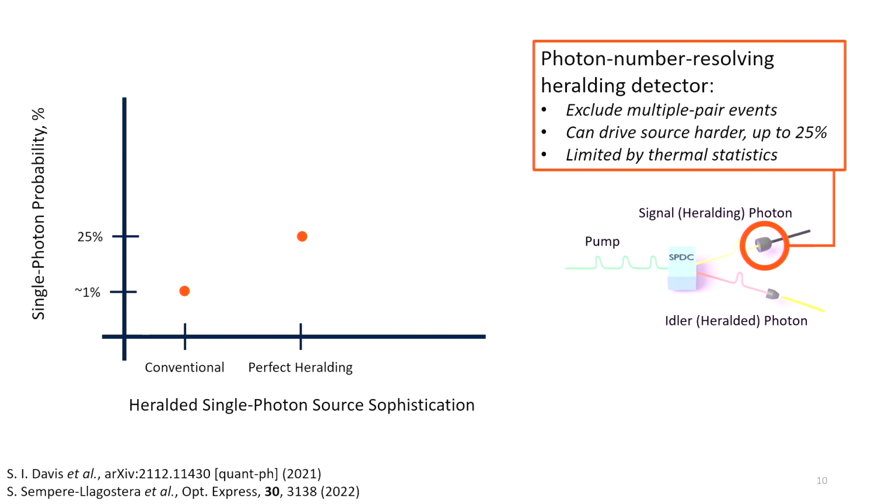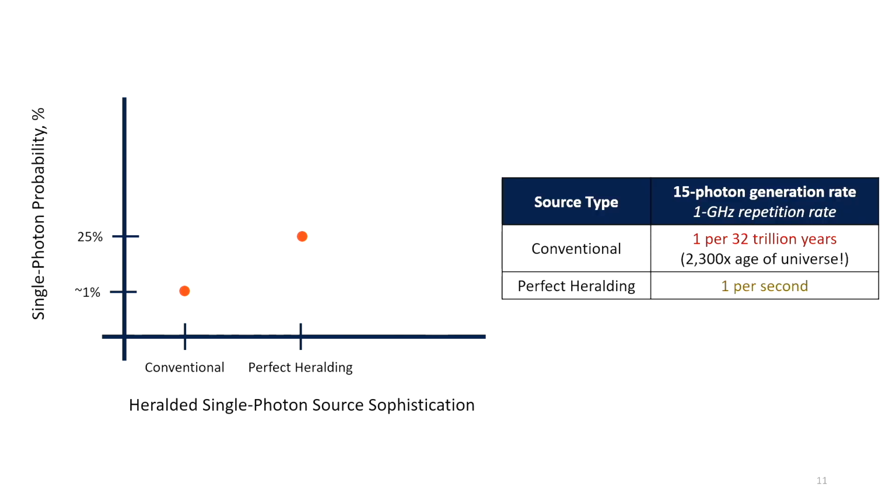One solution is to add photon number resolution to our heralding detectors. This will allow us to monitor when we can make those multi-photon pair events and exclude them. This means that we can drive our source harder up to 25% efficiency, which is a limitation by thermal statistics. This photon number resolution will allow us to make one 15 photon state per second, which is a definite improvement, but we can still do better.